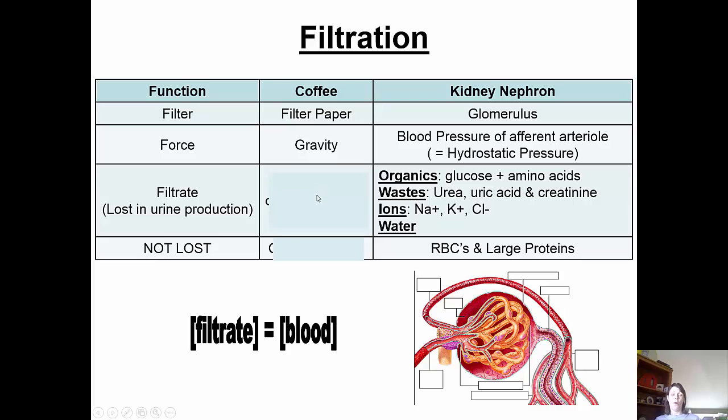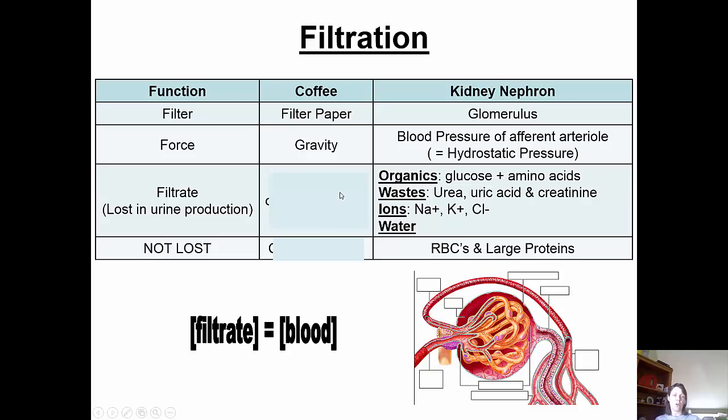The filtrate, what do we get out of the glomerulus? Well, we're going to have all of these things: glucose, amino acids, our waste products called urea, uric acid, and then something called creatinine. This is actually released by muscle. Ions, sodium, potassium, chlorine. Wait, hold on. Sodium, potassium, we need that for muscles and nerves. What's going on? And then a lot of water.